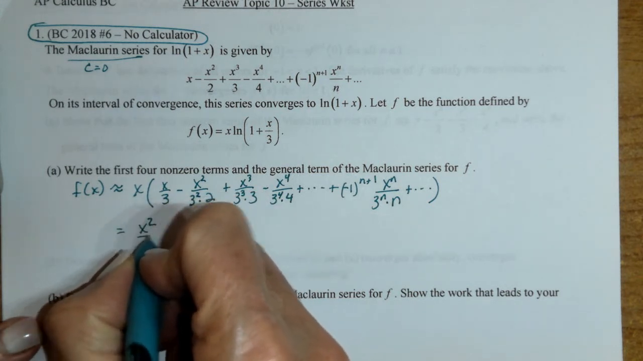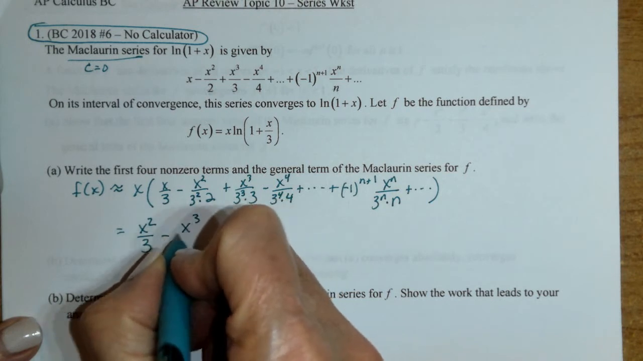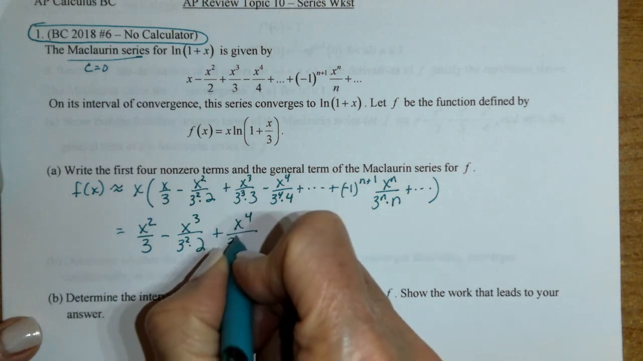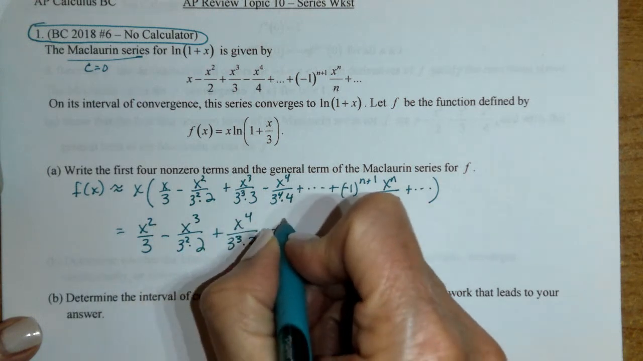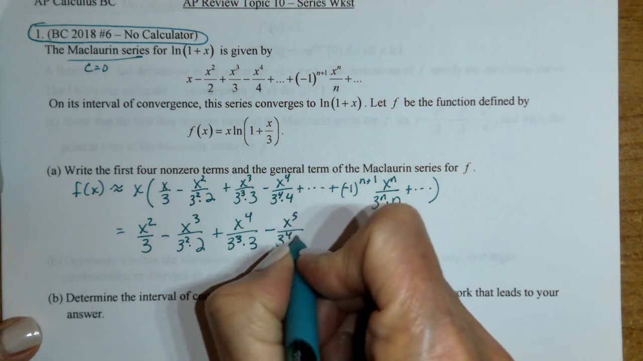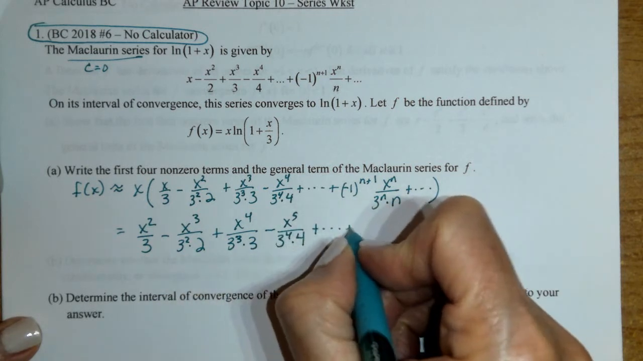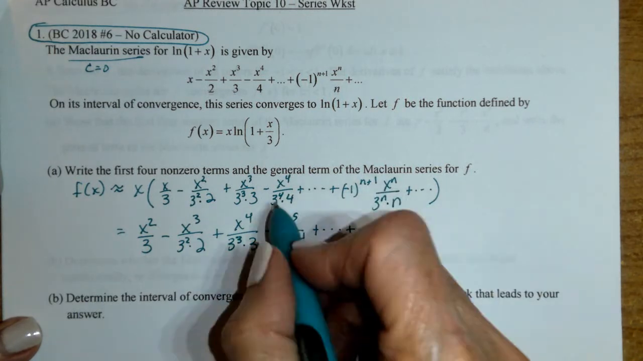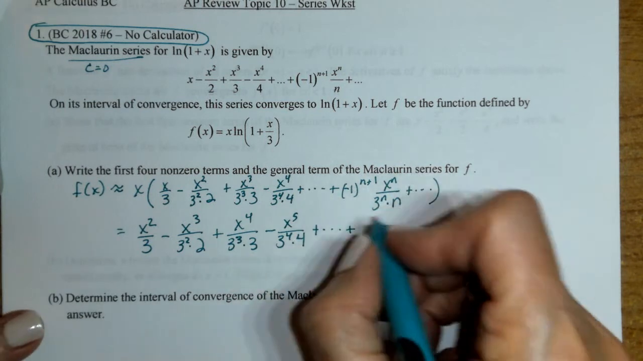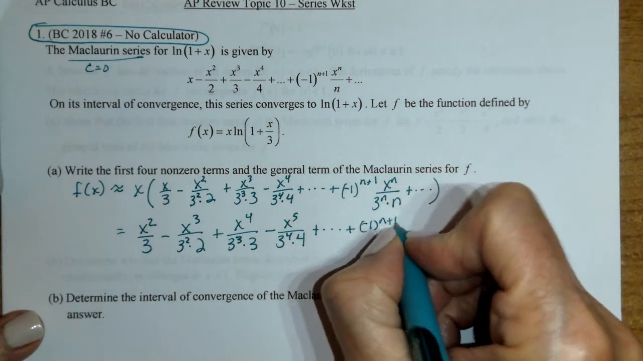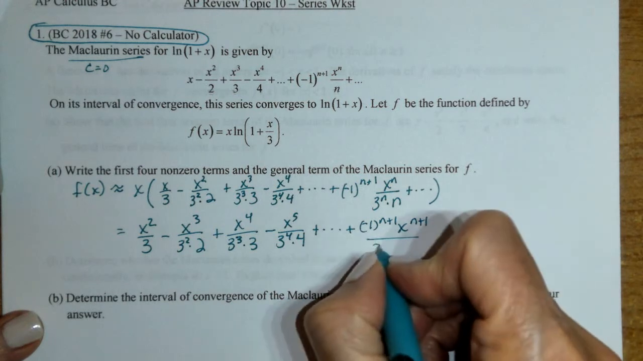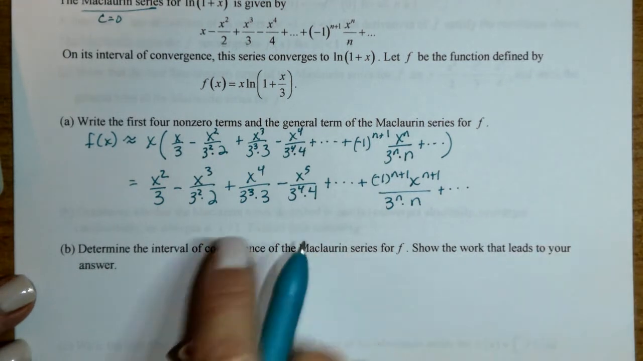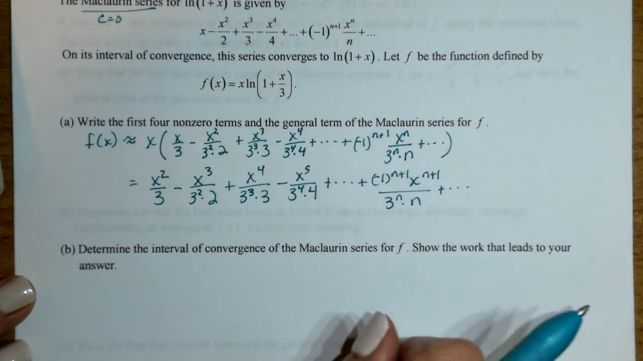So we'll have x squared over 3 minus x cubed over 3 squared times 2, etc. And I'm just copying it down. Remember, when we're doing these series, the most common mistake I see is not that the kids don't know what they're doing, just a typo, just a write-o. x to the n plus 1 over 3 to the n times n. So that's our first 4 non-zero terms and the general term for the Maclaurin series for f.